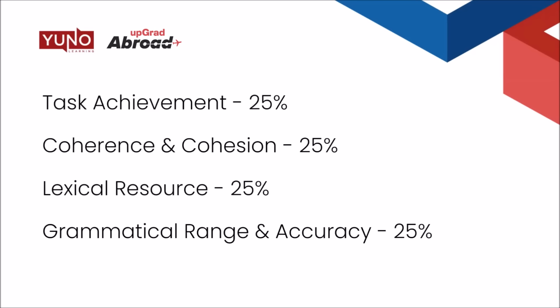Coherence and cohesion, even in a letter, how you link your points, how you move from one point to another. So that coherence should be there. Cohesion should be there. Use the linkers also. Then lexical resource. Lexical resource, the vocabulary that you use. Use a range of vocabulary.